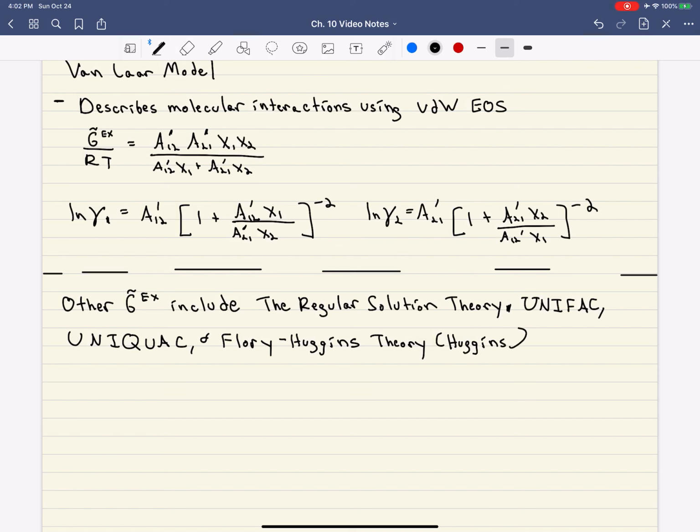So for those that are interested in polymers, you'll hear about this equation a lot. Oh, I meant to write for polymers.